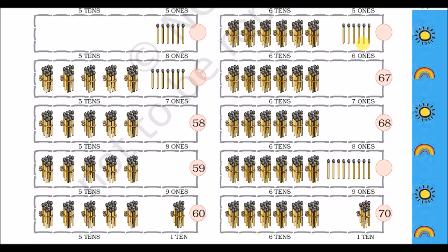6 tens and 6 ones. 6 and 6, 66. 6 tens and 7 ones. 6 and 7, 67. 6 tens and 8 ones. 6 and 8, 68. 6 tens and 9 ones. 6 and 9, 69. 6 tens and 1 ten. 60 plus 10, 70. 7 and 0.